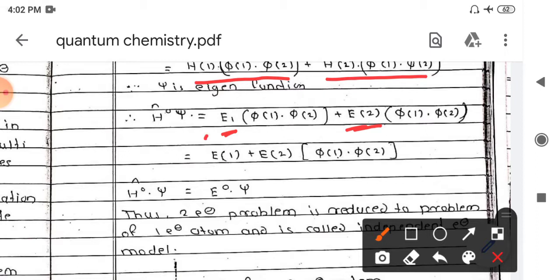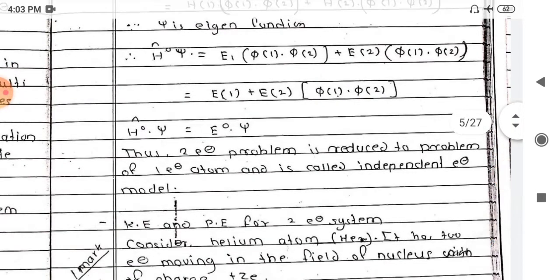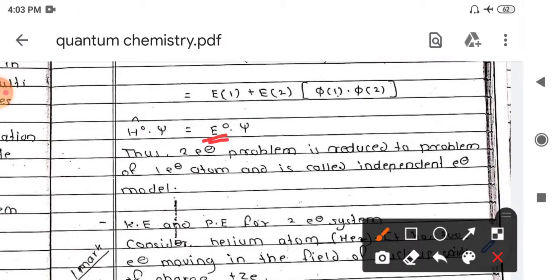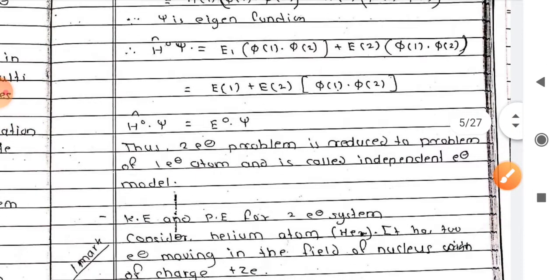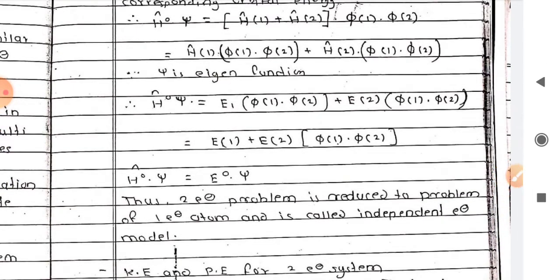So overall we can say that this is E1 plus E2 into phi 1 into phi 2. So this E1 plus E2 is nothing but the eigenvalue of the overall wave equation, which is nothing but the energy of the given system. Thus the two electron problem can be reduced to the one electron atom, and it is called an independent electron model.